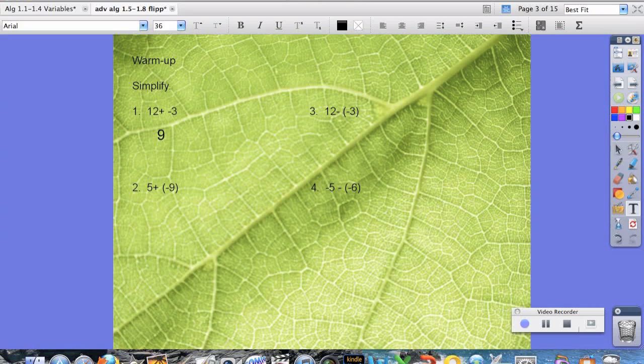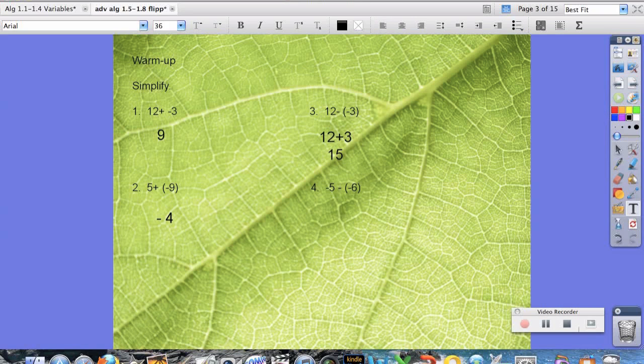For number 2, it's the same setup. We have 5 and negative 9, which have different signs, so we're going to subtract them, so 9 minus 5 is 4, but because 9 is the larger number and it's negative, it would be a negative 4. For number 3, you'll see that we have a minus and a negative right next to each other. So that actually becomes 12 plus 3, which is 15.